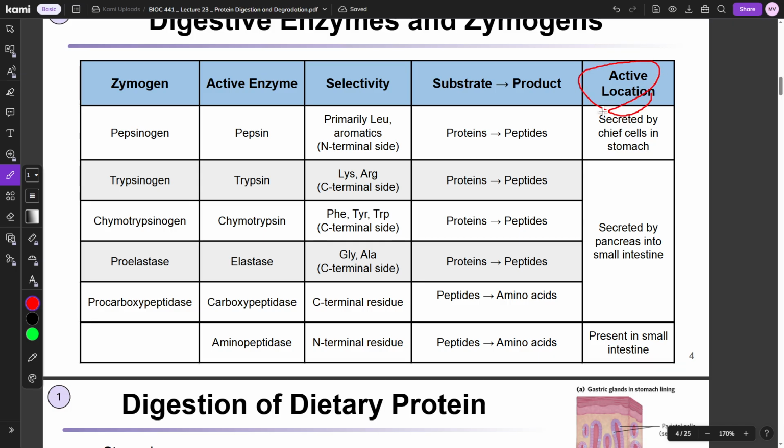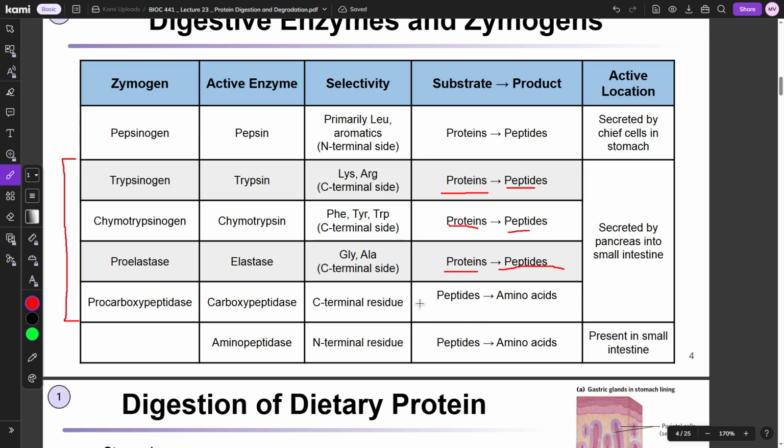So where are they secreted in active locations? So the pepsinogen is secreted by chief cells in the stomach. So that's like your first line of digestion, right? So it should make sense that these guys turn proteins into peptides. Then we actually go on to the small intestine, right? So in the small intestine, the pancreas secretes all of these guys into the small intestine. And these are responsible for turning proteins into peptides, right?